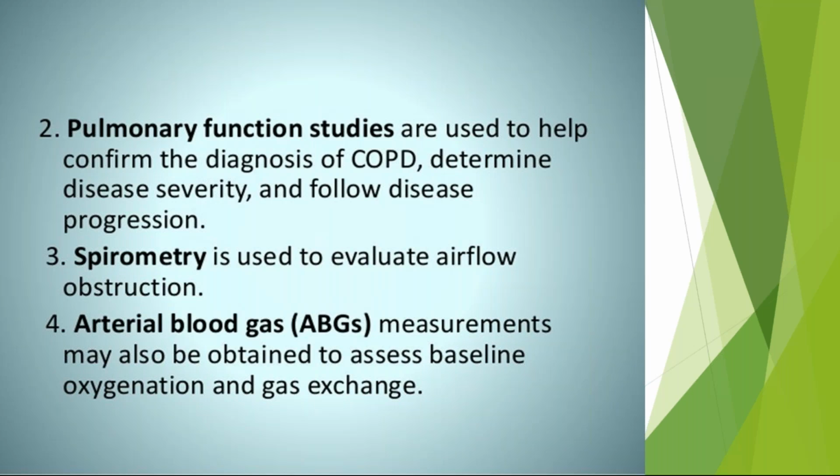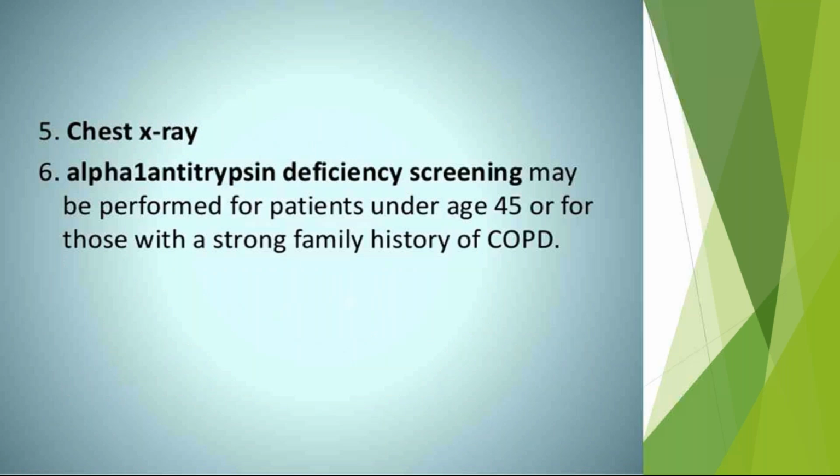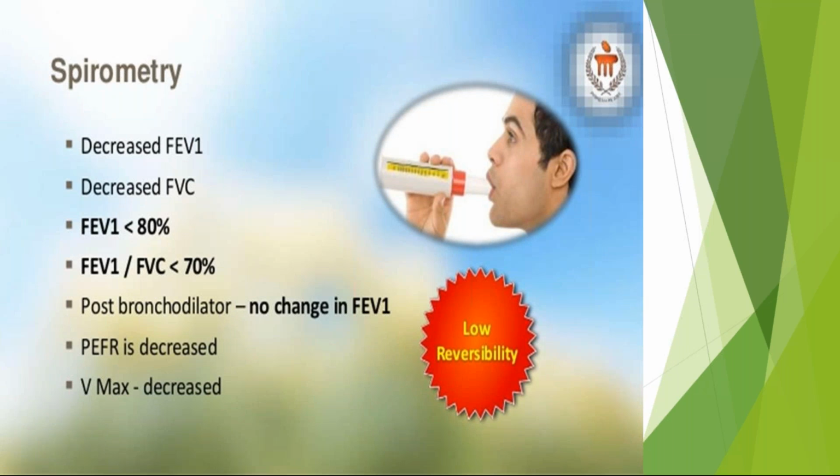Pulmonary function tests mainly include spirometry to evaluate the airflow obstruction, and ABG to assess baseline oxygenation and gas exchange. Chest X-ray and alpha-1 antitrypsin deficiency screening should be performed in all patients who have any family history of COPD or who present with chronic breathlessness before 45 years of age. And this is the spirometry.